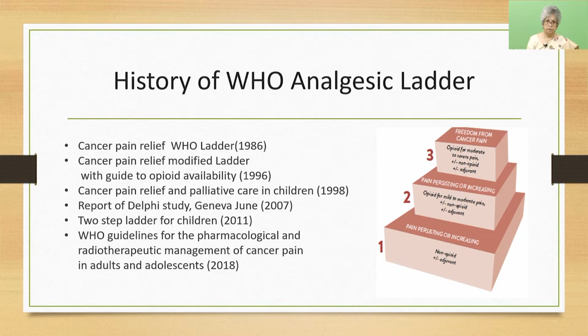In children, the ladder is slightly different. You have to omit the step 2 drugs. So, for children it is only a 2-step ladder and it was introduced in 2011. WHO guidelines for the pharmacological and radiotherapeutic management of cancer pain in adults and adolescents were introduced in 2018. But this simplest ladder, which was introduced in 1986, is still practiced the world over by all healthcare professionals.